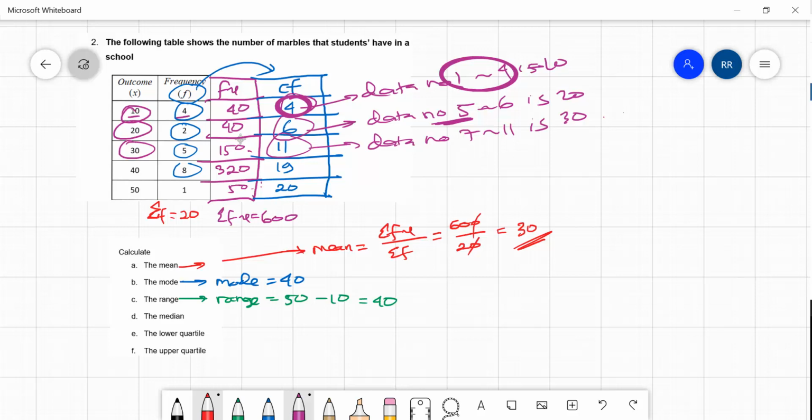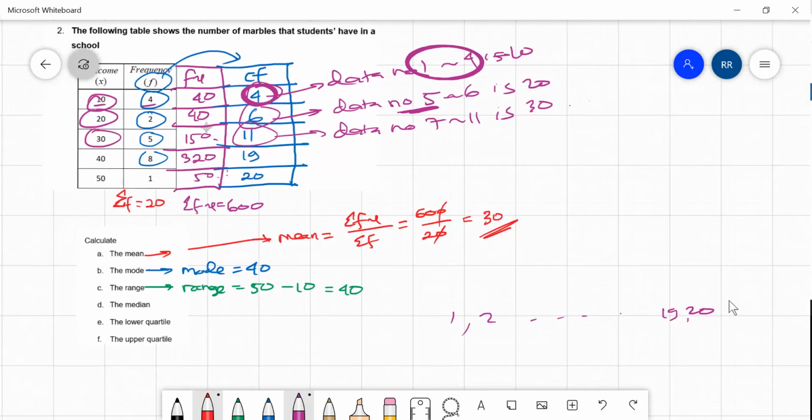As you can see, we have a total of 20 data. So I have data number 1, number 2, and so on, until I get data number 19, 20. Where do you think we should cut it so that it will divide these data into equal parts? The answer is in the middle between data number 10 and data number 11. On the left side I have 10 data, and on the right side I also have 10 data. So the median is going to be between data number 10 and data number 11.